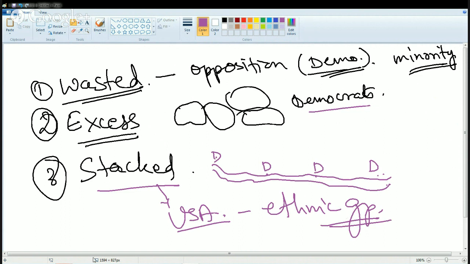So these are the 3 kinds of gerrymandering processes that usually occur. We have understood the concept of packing and cracking a district and how we divide the district. So this is a classic example to understand the packing and cracking of a district.